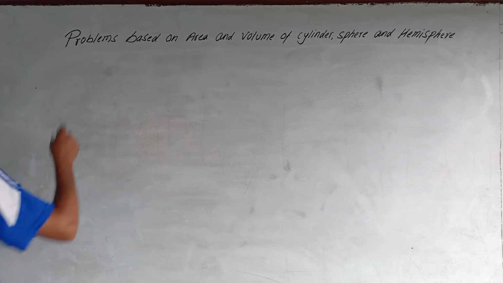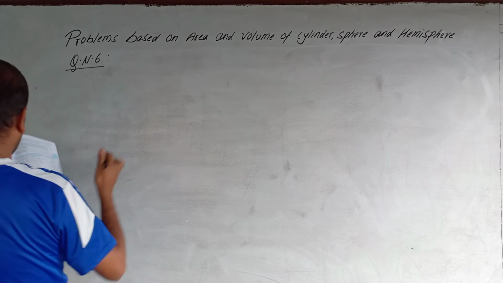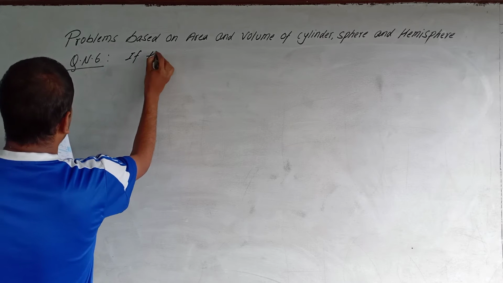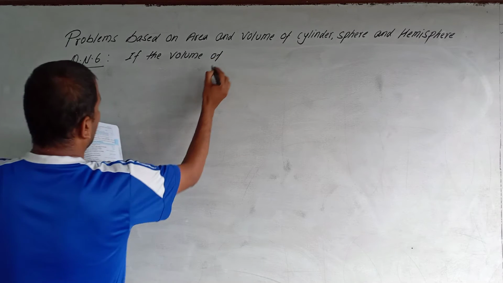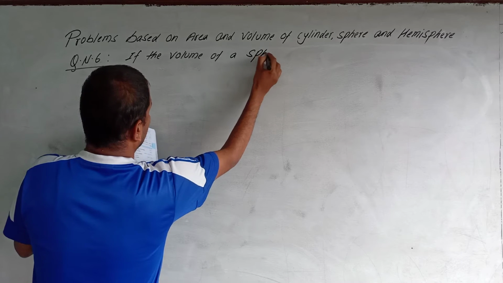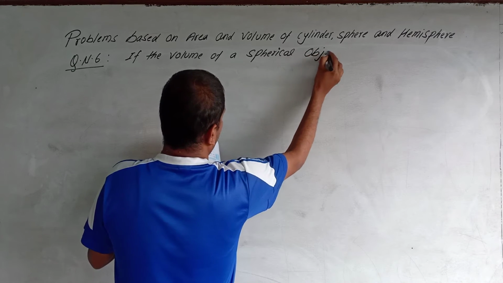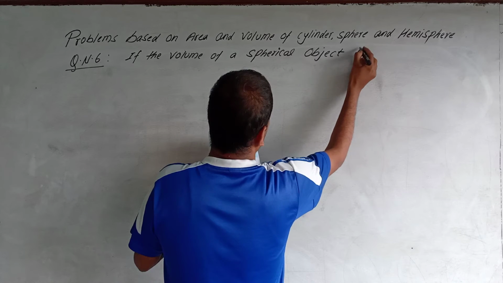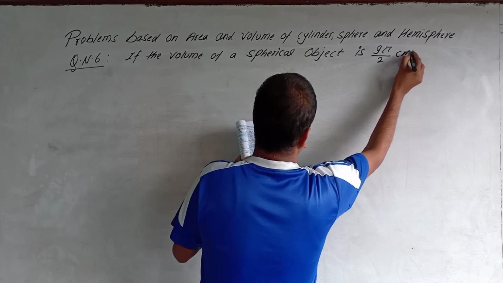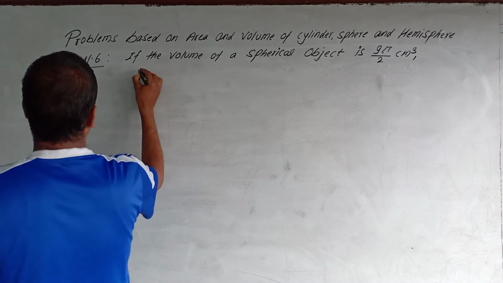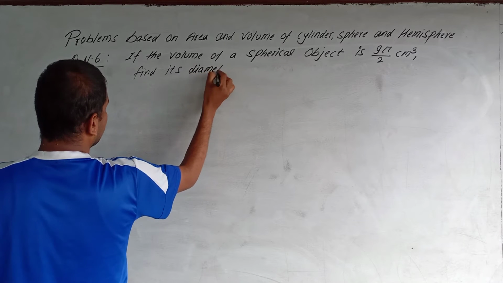Okay, our 6th question, question number 6. Here it is given that if the volume of a spherical object is 9 pi by 2 centimeter cube, find its diameter.